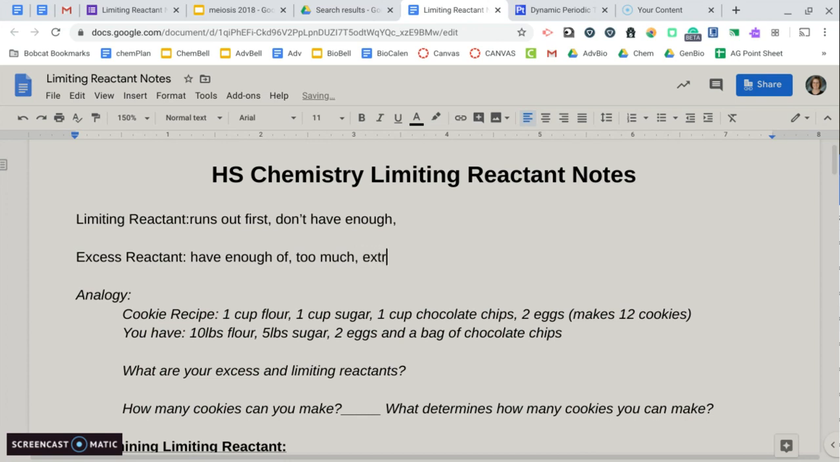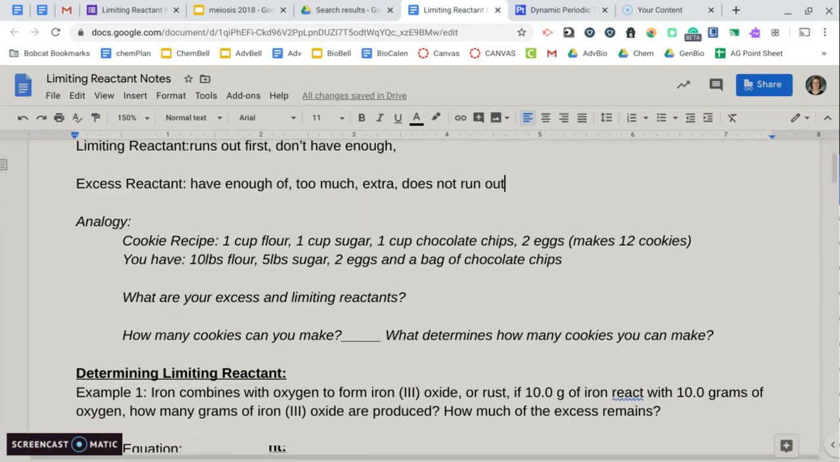You have extra. It's not going to run out. So first, let's think about this in practical terms. If you're making cookies, let's say the recipe calls for 1 cup of flour, a cup of sugar, a cup of chocolate chips, and 2 eggs, and that will make you 12 cookies. You have 10 pounds of flour, 10 pounds of sugar, 2 eggs, and 1 bag of chocolate chips.